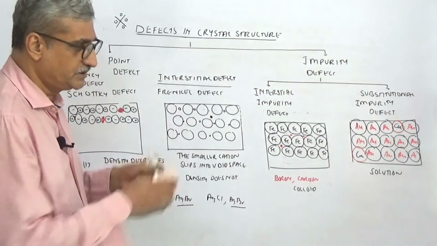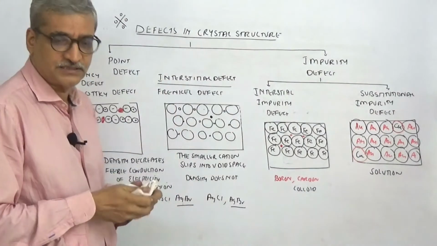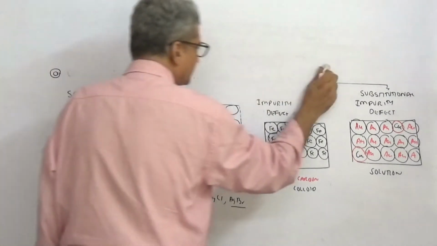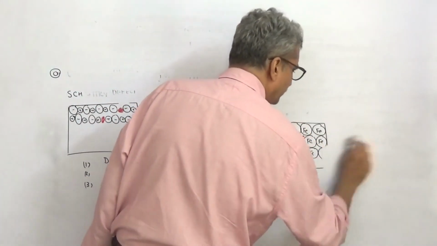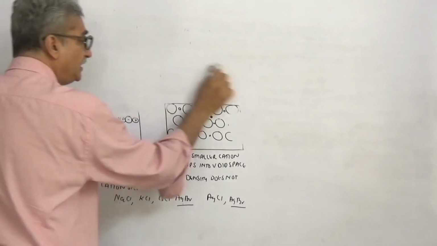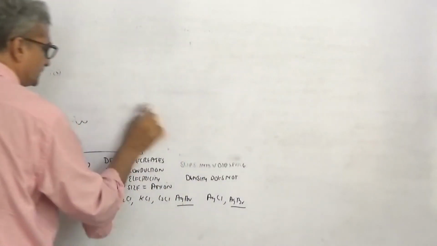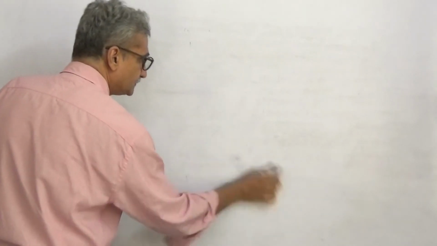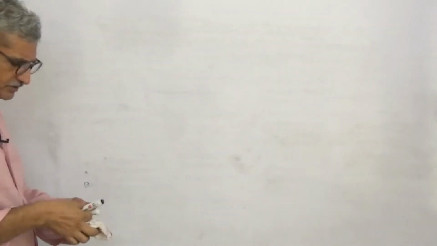Now we come to what? So this was about defects in crystal structure. Now what do we come to next? Next what we are talking about is, listen carefully, conduction of electricity. So why do metals conduct electricity? Because they have mobile electrons. But where did the mobile electron come from? From the metal itself. But why should it move?